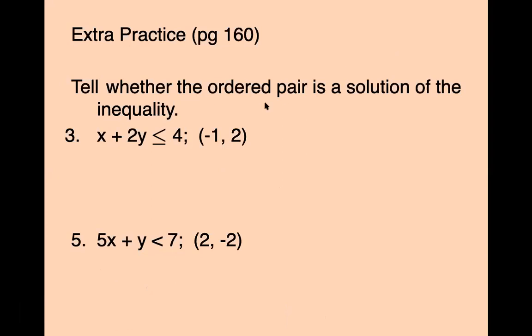So we have an ordered pair here. We have an x coordinate and a y coordinate. And I'm going to put these into the inequality in place of the x and y terms. So I'm putting -1 in for x. I am putting 2 in for y. And I want to know, is that less than or equal to 4? Because I'm checking to see if it's a solution.